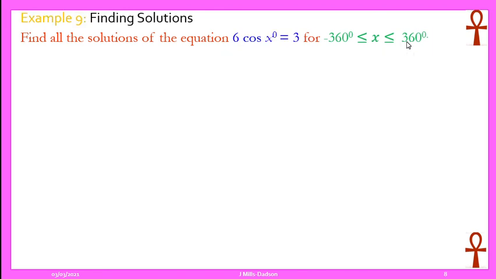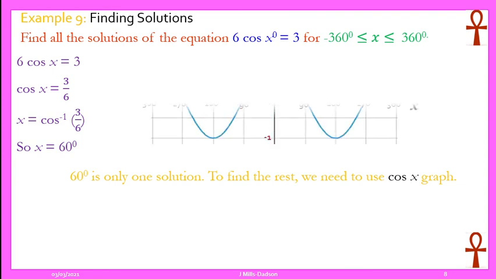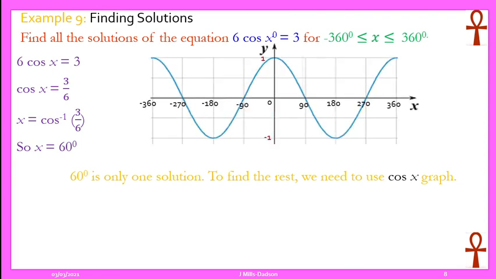Let's look at another example. This time it is with cos. 6 cos x equals 3. Work it out within the range negative 360 and 360. Find x first. Inverse of cos of 3 over 6, which is the same as a half, will give us 60 degrees. We know one solution. So all we need to do is draw our cos graph.